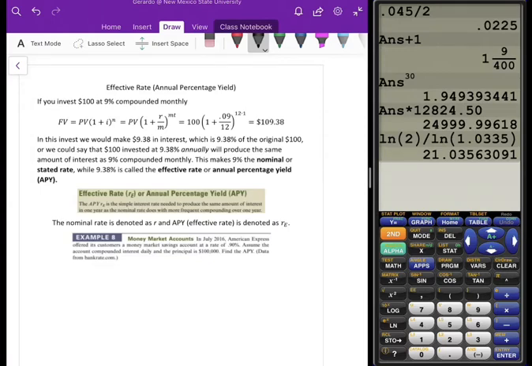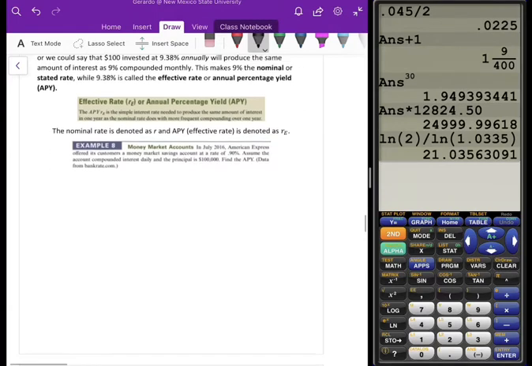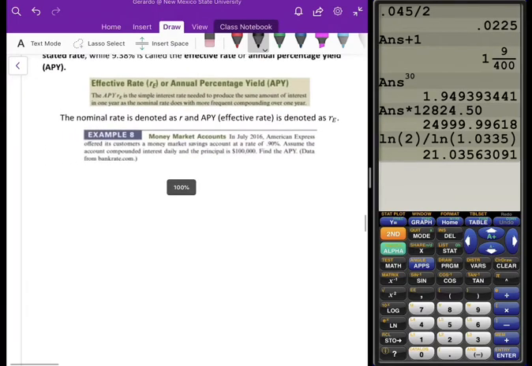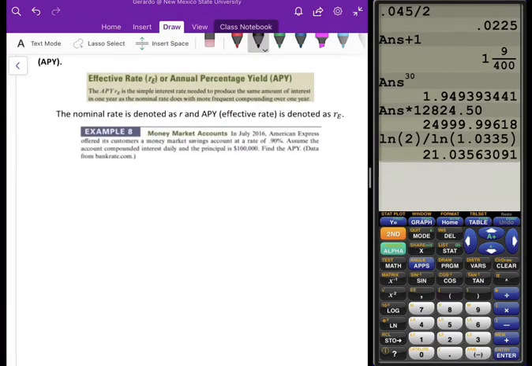So, what do we have to get from all of this? Let's read the example. It's better to do this one by example. The nominal rate is denominated as R and the APY effective rate is denominated as RE. In July 2016, American Express offered its customers a money market savings account at a rate of 0.9%.